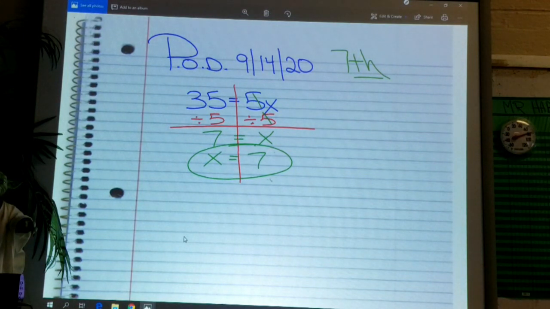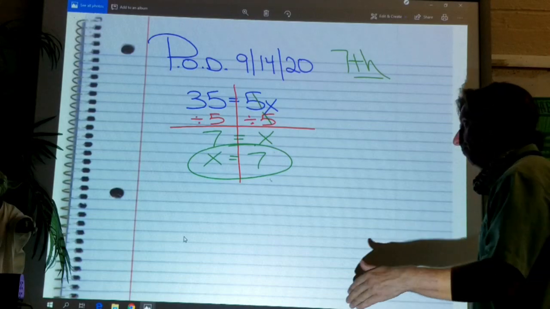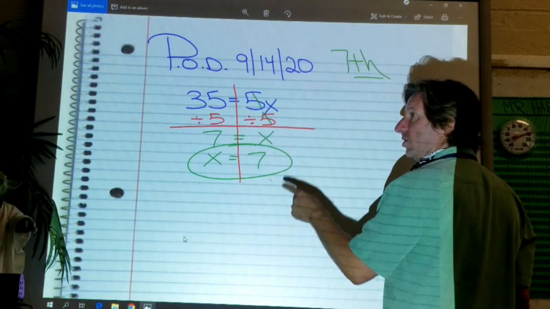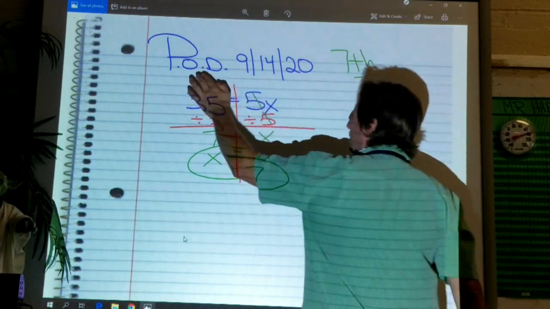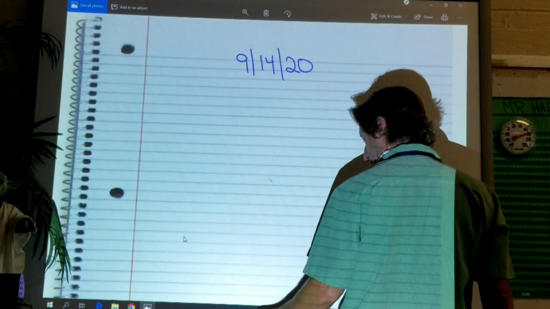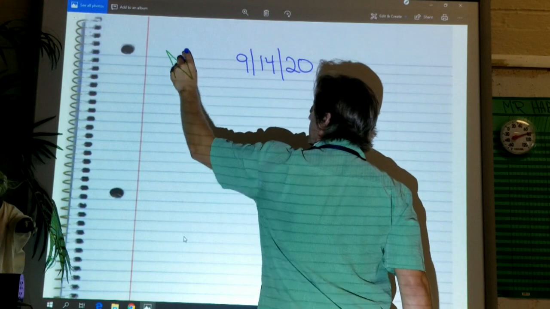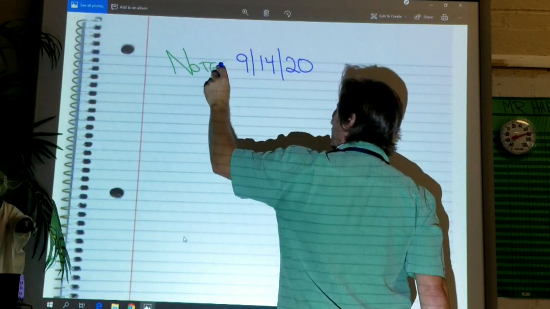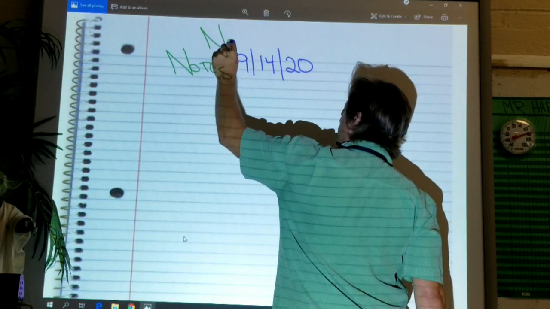All right, so this is going to move right into what we're learning today. It's going to be pretty similar. Today we're going to move on to something new, move away from equations, although equations are going to be in our problem. So I need you to write down notes for 9/14. And put your name again. Hopefully you put your name at the top.